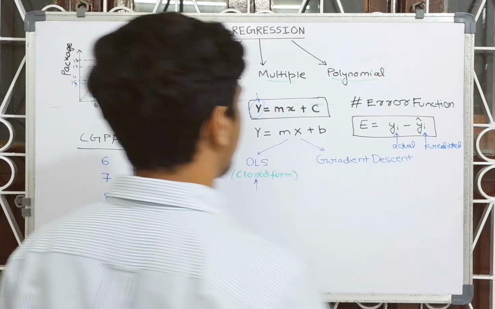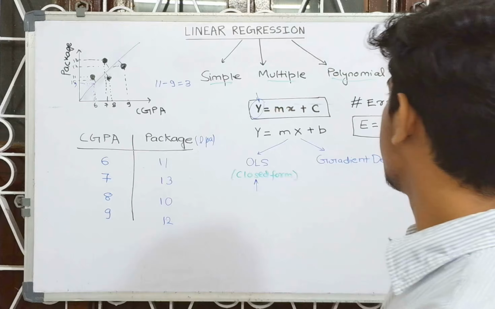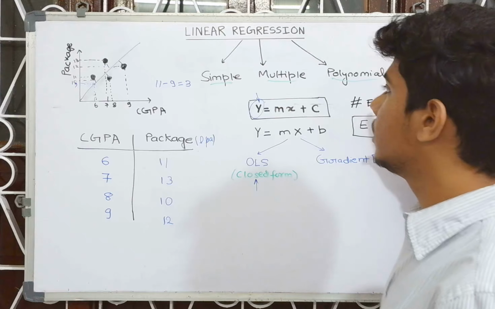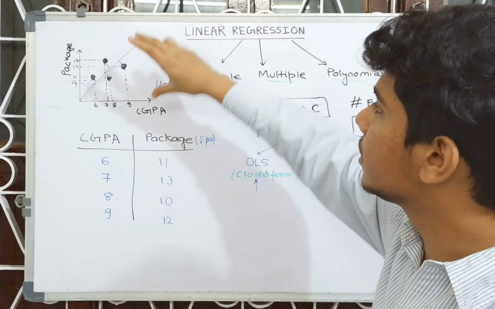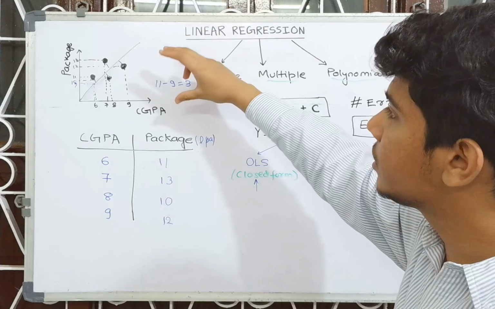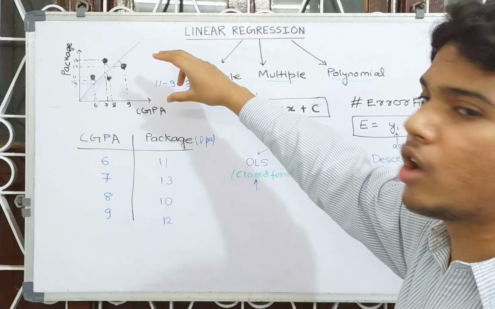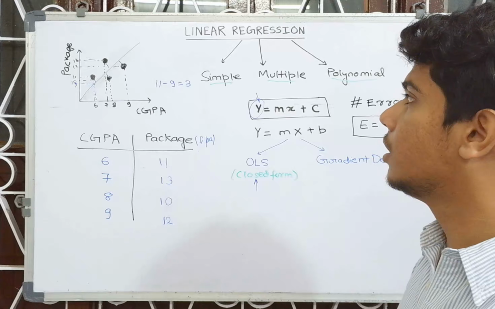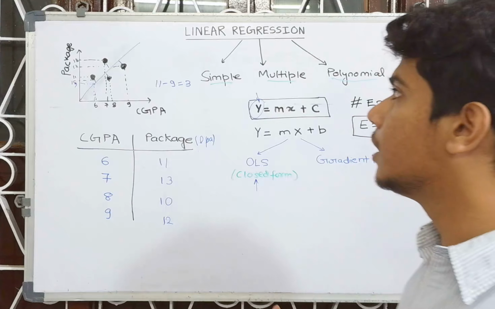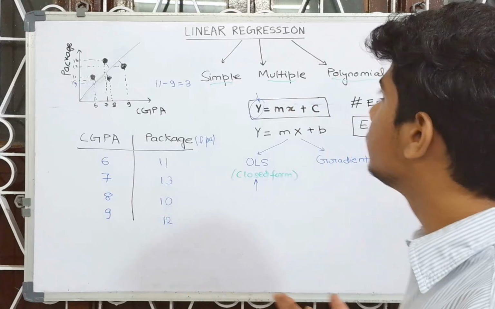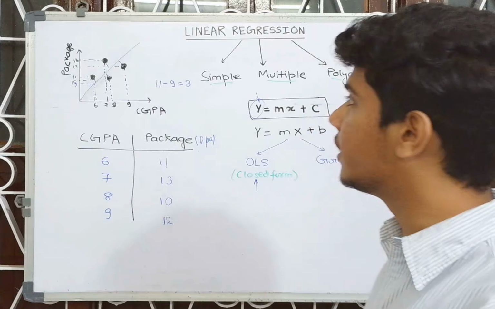So let's see more about this error function. If we can reduce this error, we can get the line that fits the best in this. If we can get the best fitting line, we can get the best model for linear regression, and we will get least error, and we will get the most accurate results.